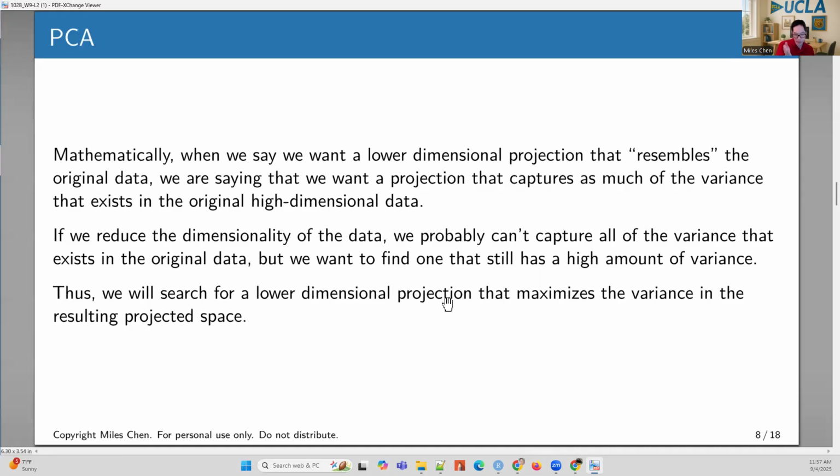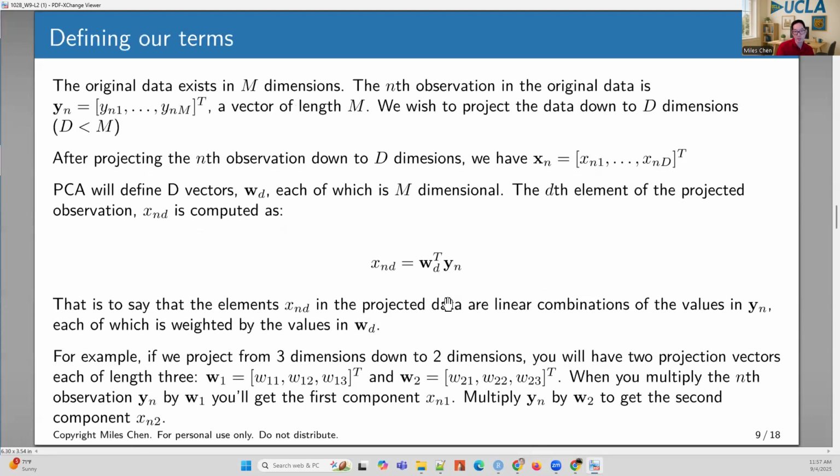When you reduce the number of dimensions, you are going to lose some information. We're not going to be able to capture all of the variance that exists in the original data, but we want to try to maximize the amount of variation that we are able to capture. So we're going to search for a lower dimensional projection that maximizes the variance in the resulting projected space.